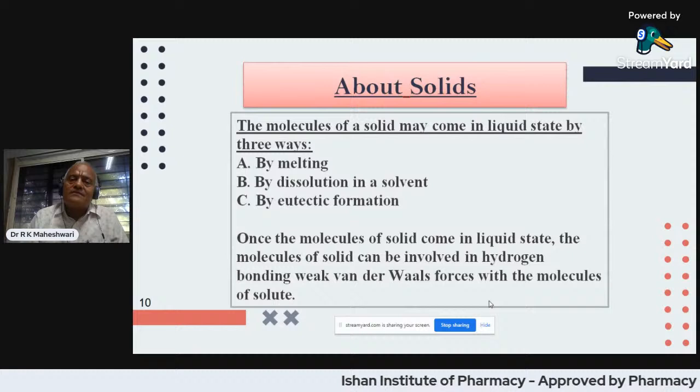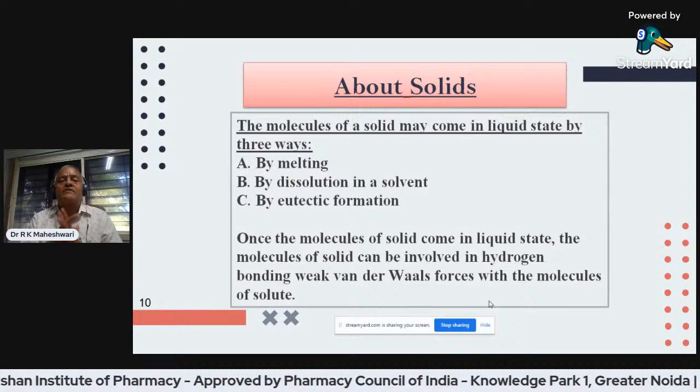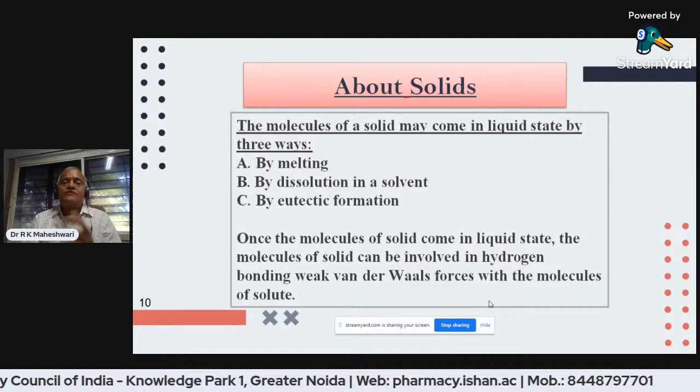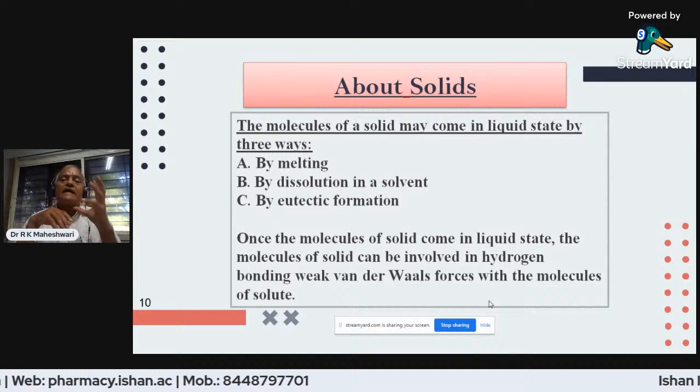Concentrated hydrochloric acid contains about 38% weight by volume dissolved HCl gas. 38% means 100 gram of concentrated hydrochloric acid contains nearly 38 grams of HCl gas in dissolved condition. And in the dissolved condition, the molecules of HCl are in liquid state.